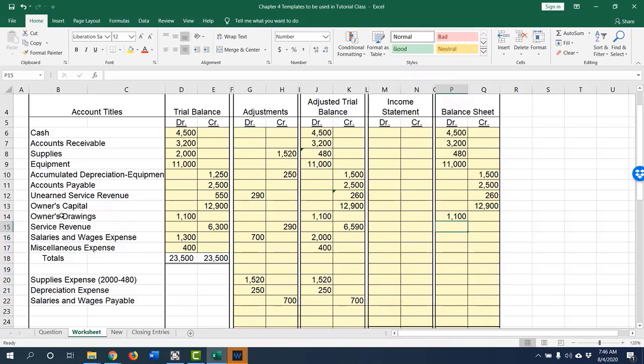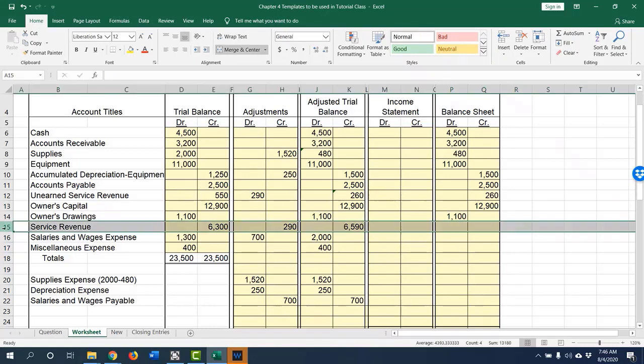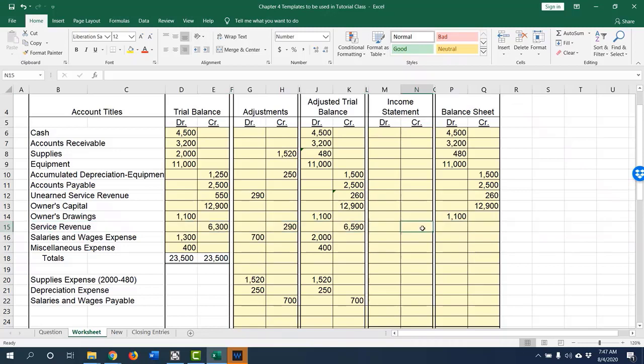service revenue. Now for the first time we got something called revenue, right? So revenue shouldn't go to the balance sheet, rather revenue should go to the income statement. So revenue normally has a credit balance, so revenue will go to the credit side of the income statement. 6,590 will be here.